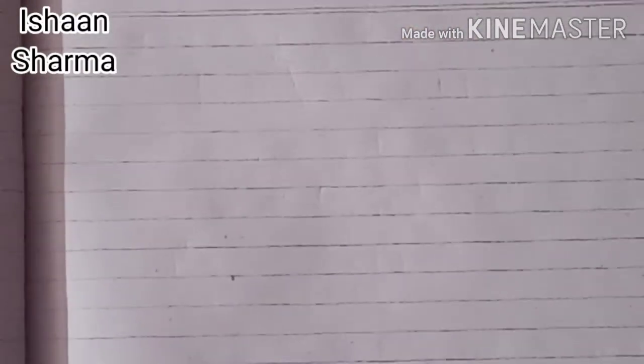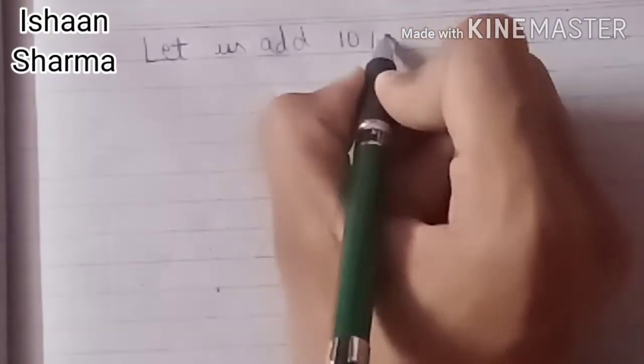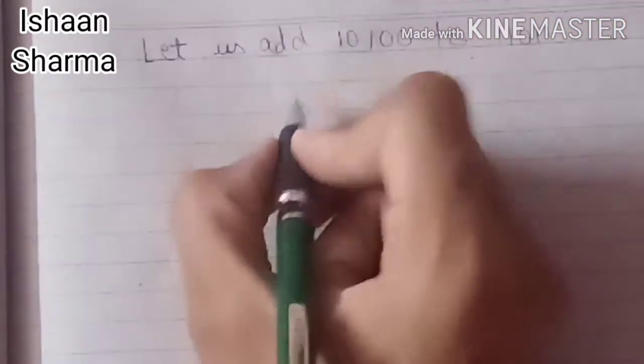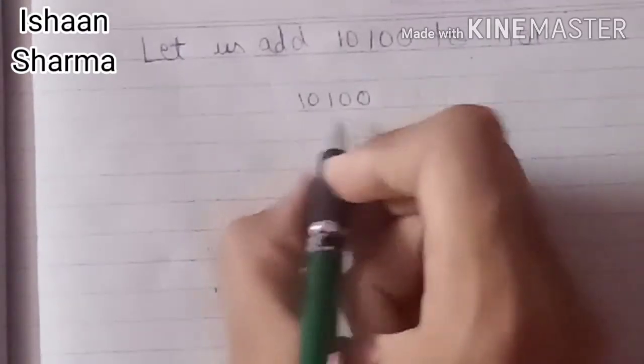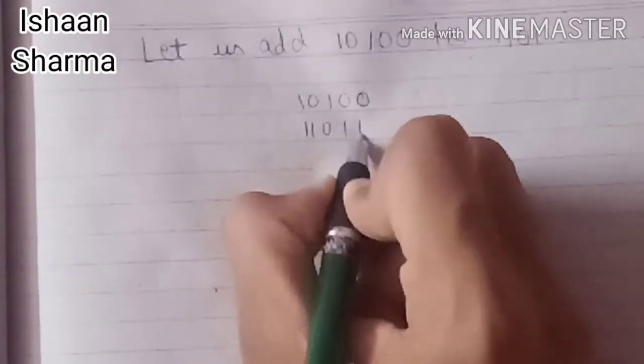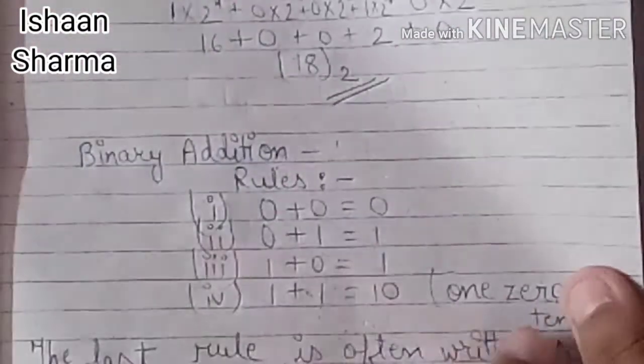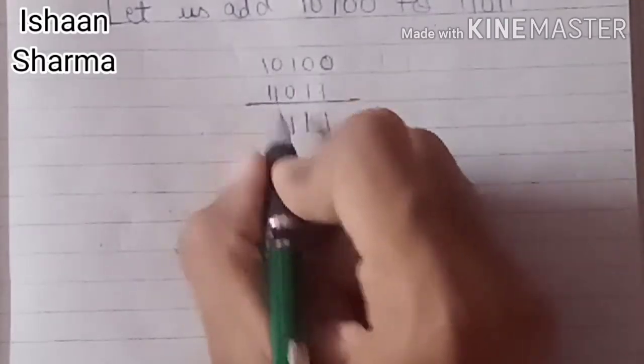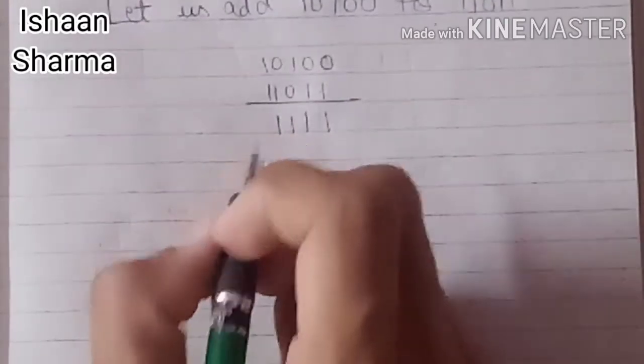Let us add 1 0 1 0 0 (base 2) and 1 1 0 1 1. Okay, it is like our normal addition, not so much difference in that. So don't be afraid. So what is the rule? 1 plus 0 is 1, 1 plus 0 is 1, 0 plus 1 is 1, 1 plus 1 is 1 0.